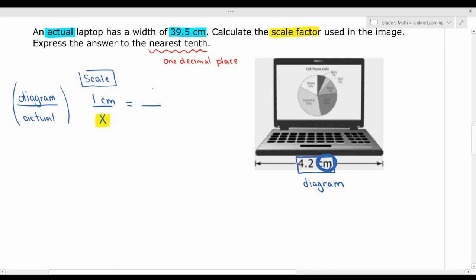Okay, well then I've got to fill in these values, right? If I already have my unknown here, I need to know this value and that value, otherwise we're going to get stuck. So if I read the first sentence, actual laptop has a width of 39.5 centimeters. Does that go on the top or the bottom? Well, actual goes on the bottom according to my setup. So this is 39.5 centimeters. And then I still need another number, the diagram. Diagram told me it's 4.2. So I put the 4.2 on top.